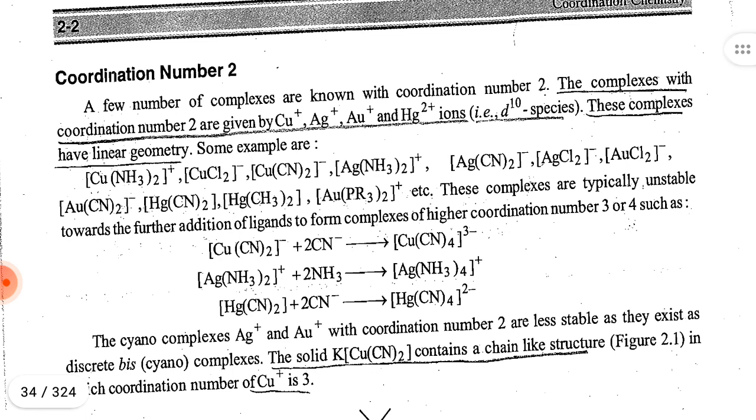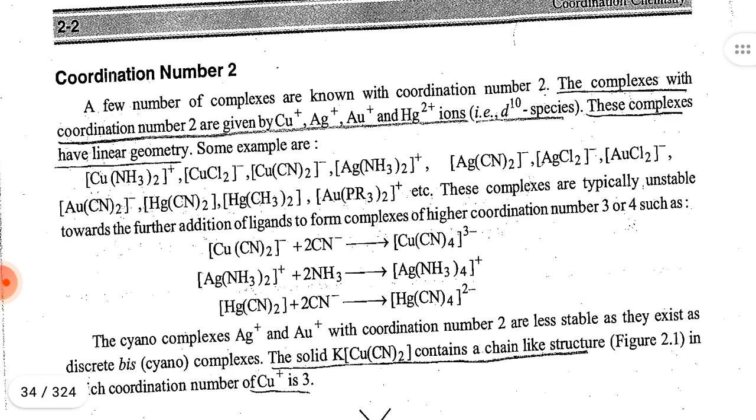Coordination number 2. A small number of complexes are known with coordination number 2. The complexes with coordination number 2 are given by Cu+, Ag+, Au+ and Hg2+ ions, that is d10 species. These complexes have linear geometry. Some examples are [Cu(NH3)2]+, [CuCl2]-, [Cu(CN)2]-, [Ag(NH3)2]+, [Ag(CN)2]-, [AgCl2]-, [AuCl2]-, [Au(CN)2]-, Ag(CN)2, Ag(CH3)2, [Au(PR3)2]+, etc.